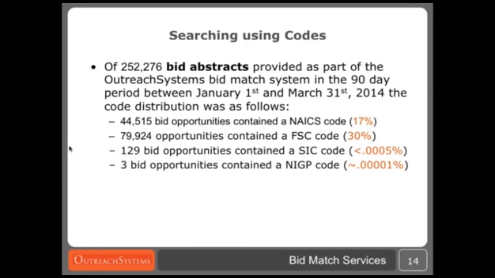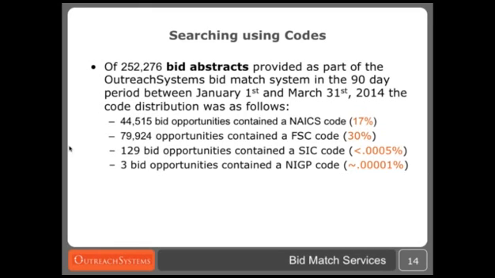Let's take an example. Of the 250,000 give or take bid abstracts that we processed between January and March 31st of the year 2014, only 17% included a NAICS code, which means that if your search profile doesn't include any keywords, but you just put in a NAICS code, you're eliminating 83% of all bids.